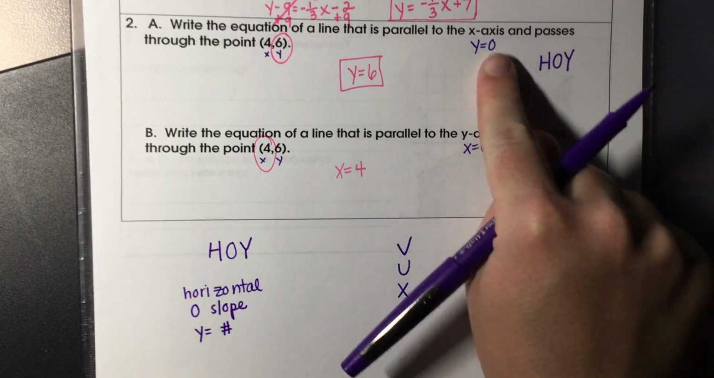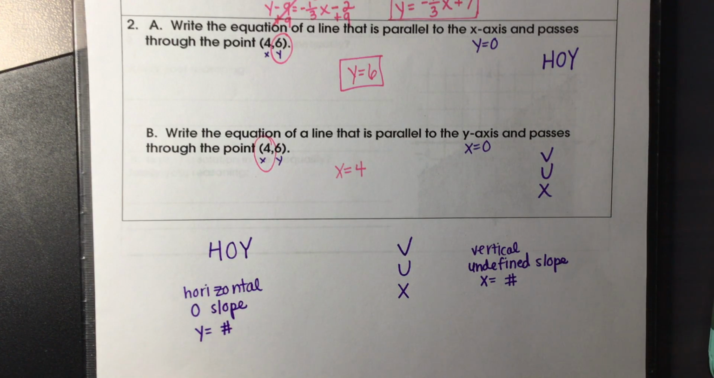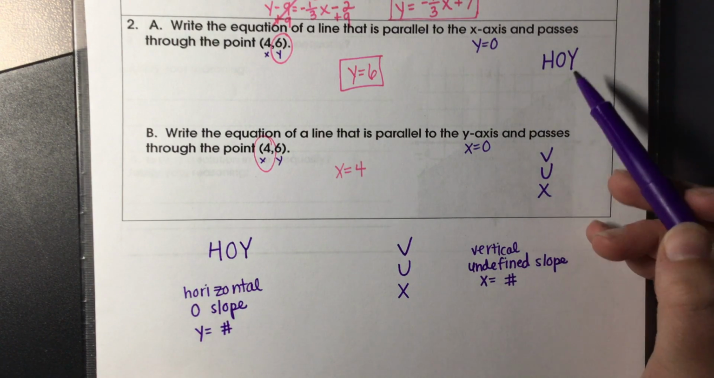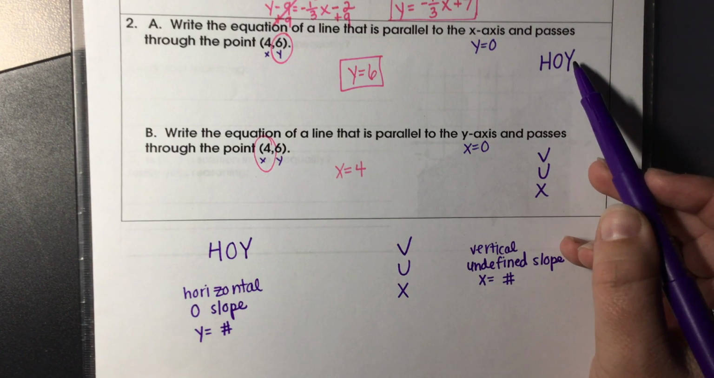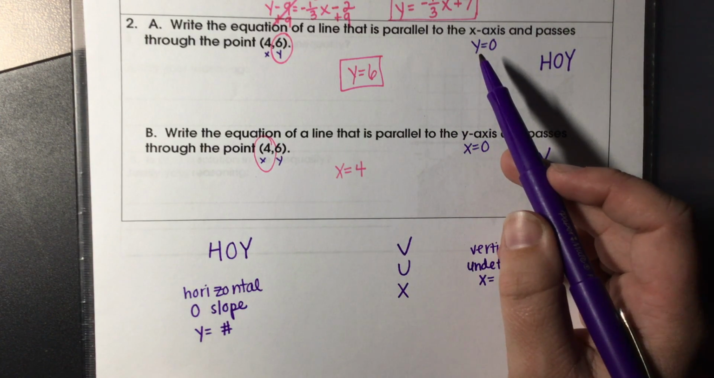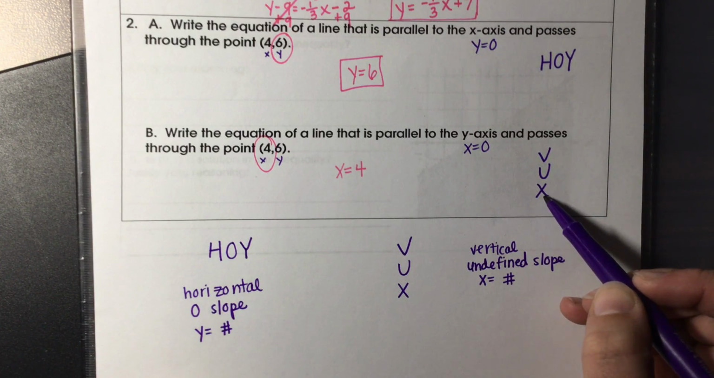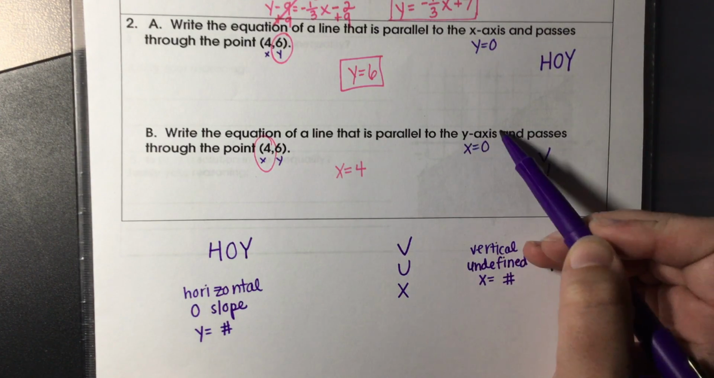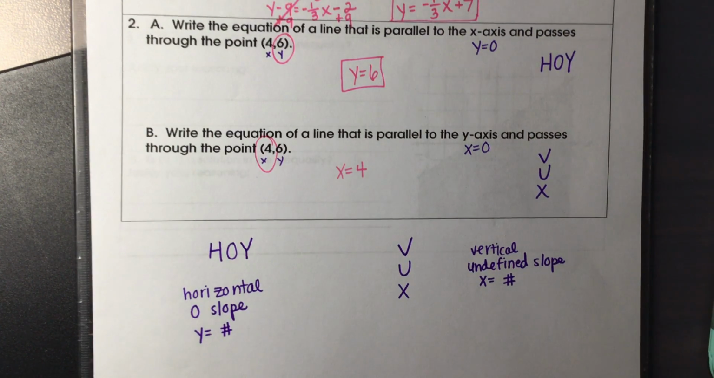Please notice how I'm writing it. Hoy is horizontal. Vux is up and down. So Hoy: horizontal, 0 slope, and y equals. I have my x-axis, which is horizontal, but it's actually y equals. Vux: vertical, undefined, x equals a number. I have my y-axis, which is a vertical line, and it's actually going to be x equals 0 there. So Hoy and Vux. Please use those to help you out on the test.